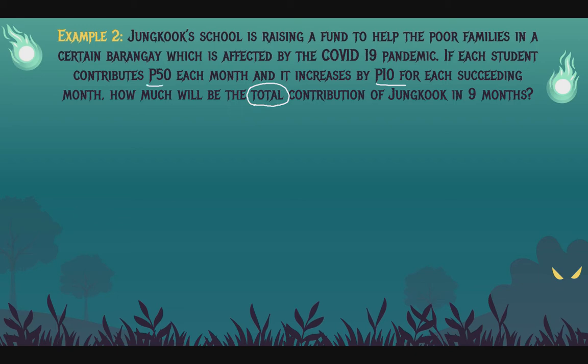Una is 50 pesos each month. So, ano po ang 50 pesos? Ang 50 pesos natin is our first term. Kasi yan yung unang binigay sa unang buwan. Then, sa mga susunod na buwan, tumataas sa 10 piso. So, yung tumataas sa 10 piso na yan ay yung common difference po.